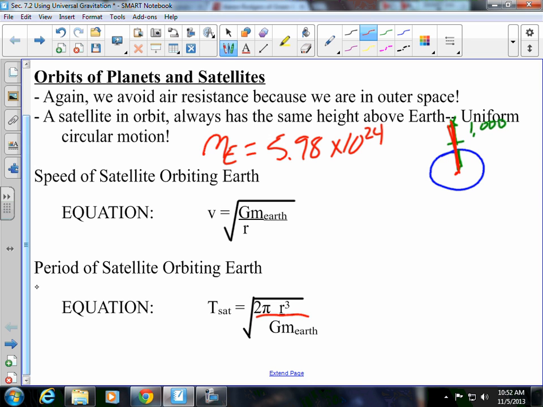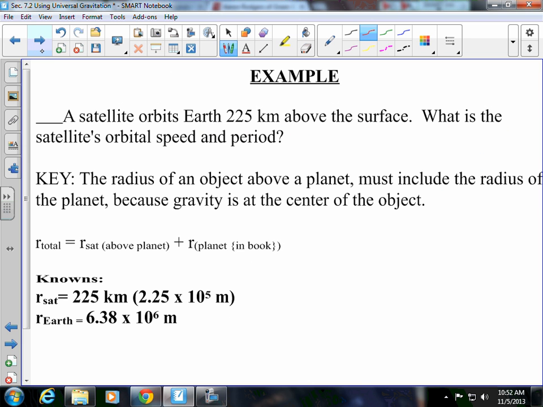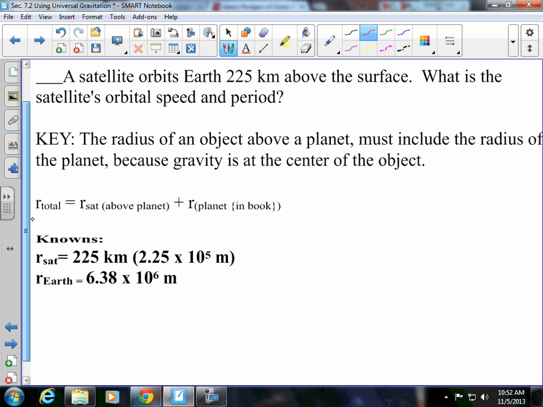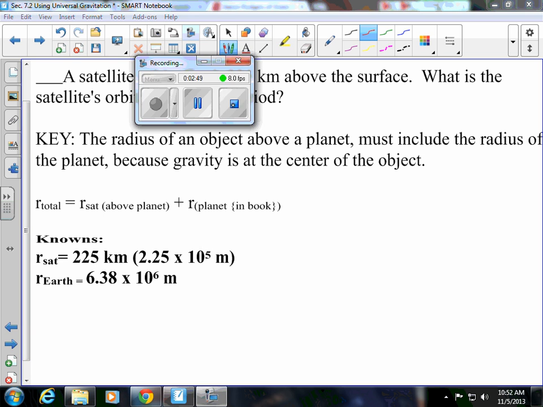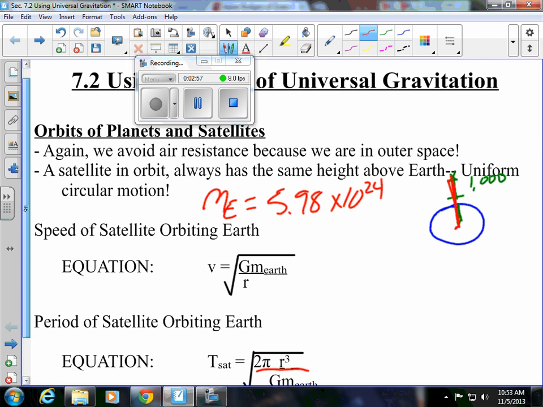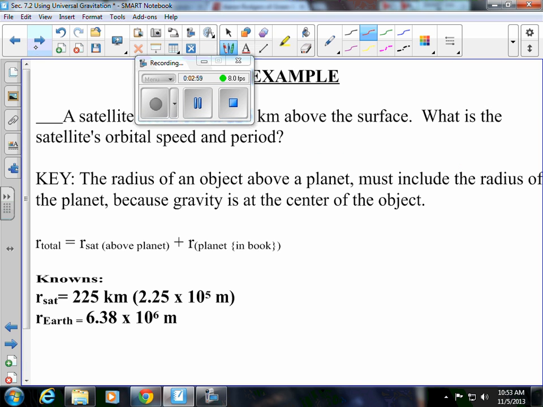Right. So we take these equations here, and we have a question. A satellite orbits 225 kilometers above the surface. What is the satellite's orbital speed, and what is its period? All right, so what is its period? Well, let's go back. We have a couple things here. We're going to use both of these equations. It's asking for its velocity, or speed.